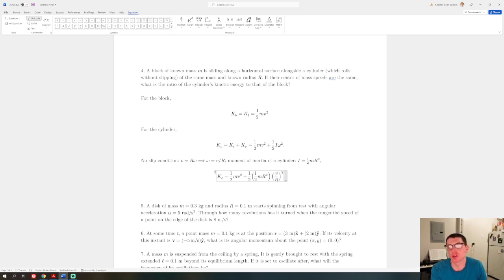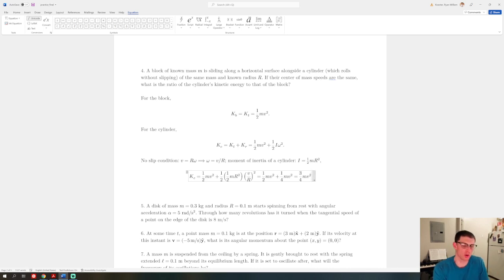quantity squared, right? So we see that, like with the other one we were looking at from the Hattridge's practice exam, the R's end up canceling out, right? So this becomes 1/2 mv squared plus 1/4 mv squared. Right? Yeah, I think that's good. And so then it's 3/4 mv squared.